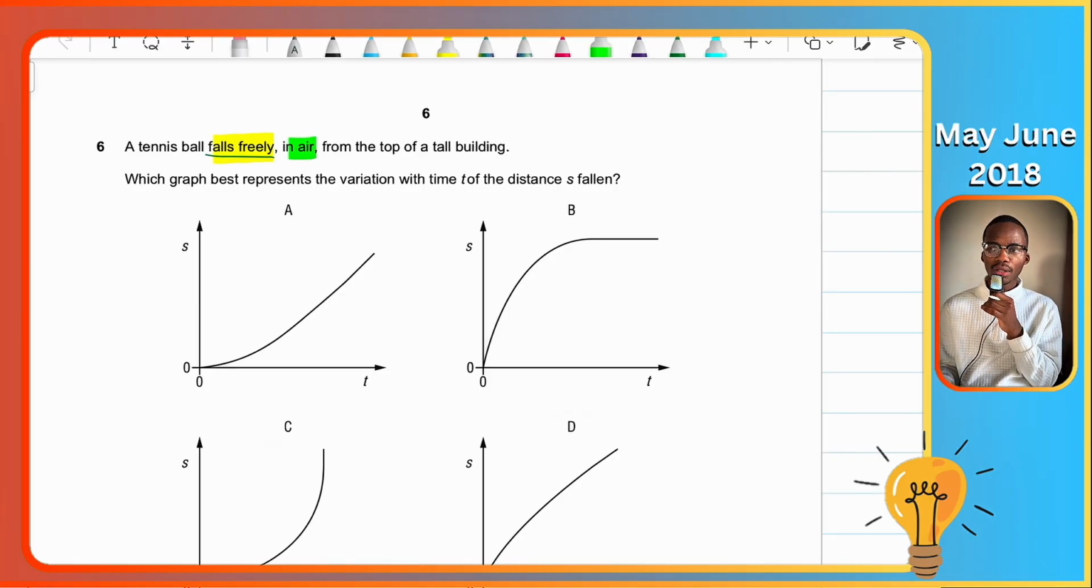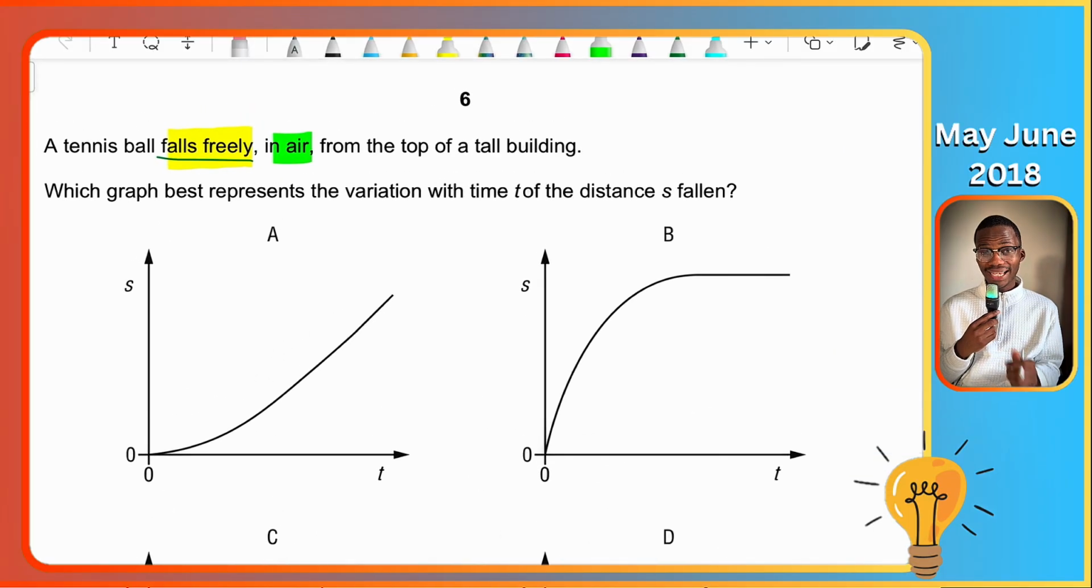And it's a tall building, so air resistance is going to be present no matter what. And this was a tricky question, just meant to confuse you a little bit. That's why they said falls freely in air. If the question had just said falls freely, you wouldn't consider air resistance. But in this case, they said in air. So as it's falling, there's going to be air causing the tennis ball to decelerate as you fall down.